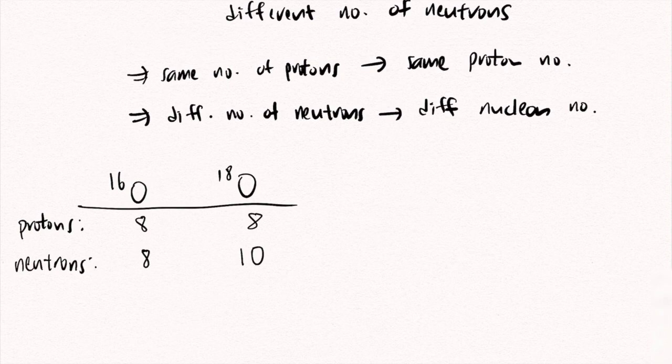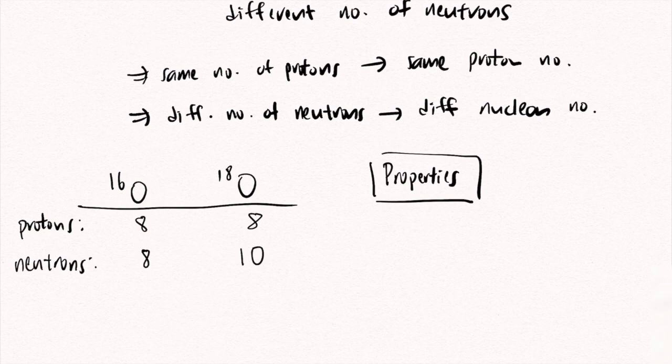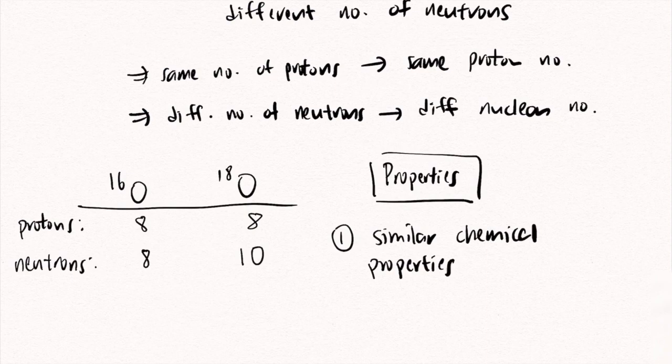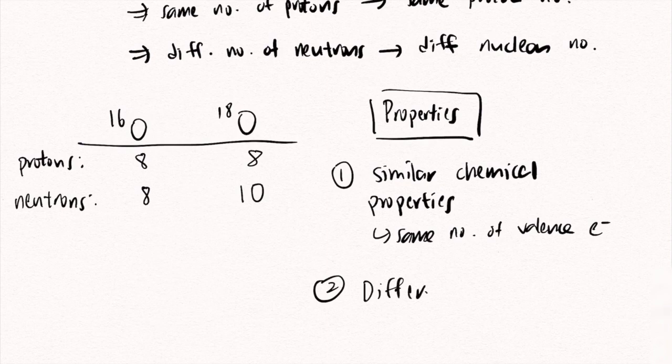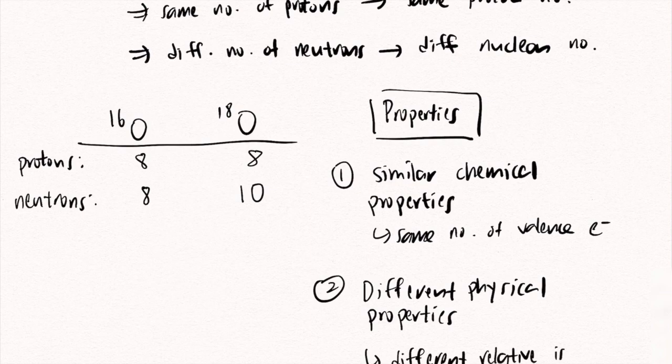Now, the last thing that I will go through today would be about the properties of isotopes. This is something that is also commonly tested in the exams. There are 2 different properties that we need to know. Firstly, we need to know that isotopes have similar chemical properties. This is because they have the same number of valence electrons. Secondly, we also need to know that isotopes have different physical properties, given that they have different relative isotopic masses, which is due to their different nucleon numbers.